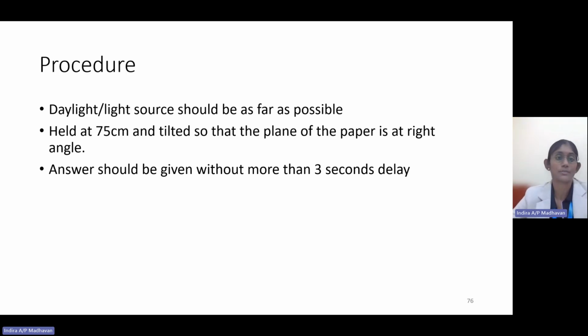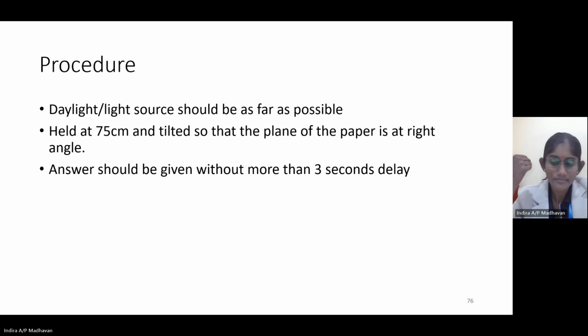Now we move on to the procedure. How do we perform the Ishihara plate test? It has to be done in daylight, or the light source should be good enough, and it has to be as far as possible. You cannot use a table lamp facing the plates. It has to be either on the ceiling or away from the chart, or facing the patient's face, or facing the plates. It should be further away.